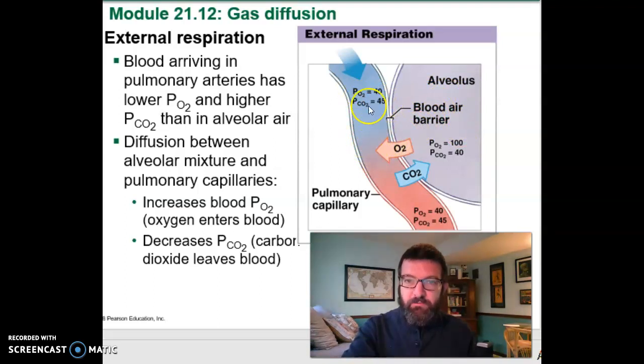CO2, which is about 45 partial pressure in the capillaries of the returning blood, about 40 in the alveoli, is going to move back. And this is going to change both the concentration of each of these in the alveoli and also in the blood. So by the time the capillaries pass by, your partial pressure of oxygen is going to end up going up, even though it doesn't show that here.